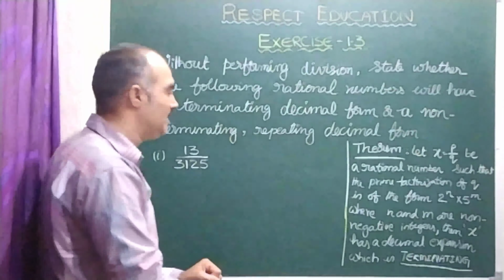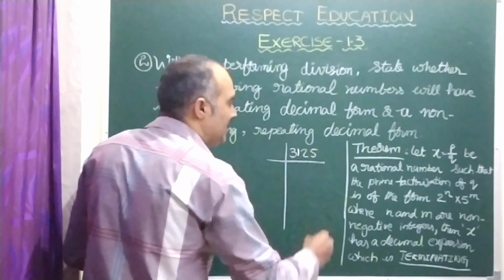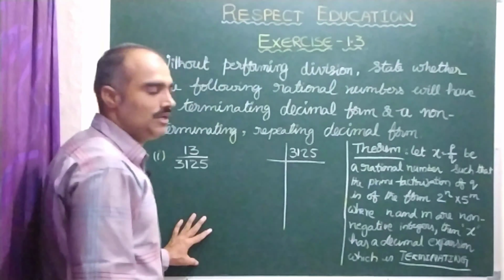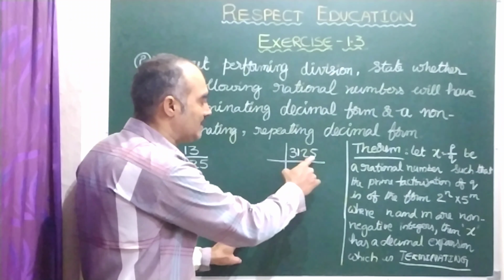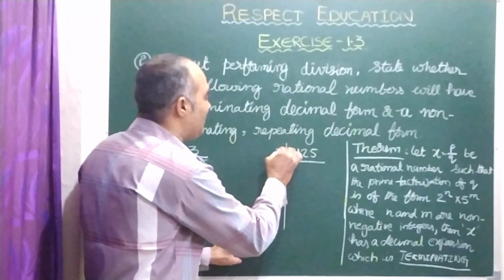So here I told you q is 3125. Let us find the prime factors of 3125. Prime factors. What is the least prime number? 2. But this number is not divisible by 2. So here 3. Actually here 3 plus 1 is 4, 4 plus 2 is 6, 6 plus 5 is 11. So it is not divisible by 3. Now let us try with 5.